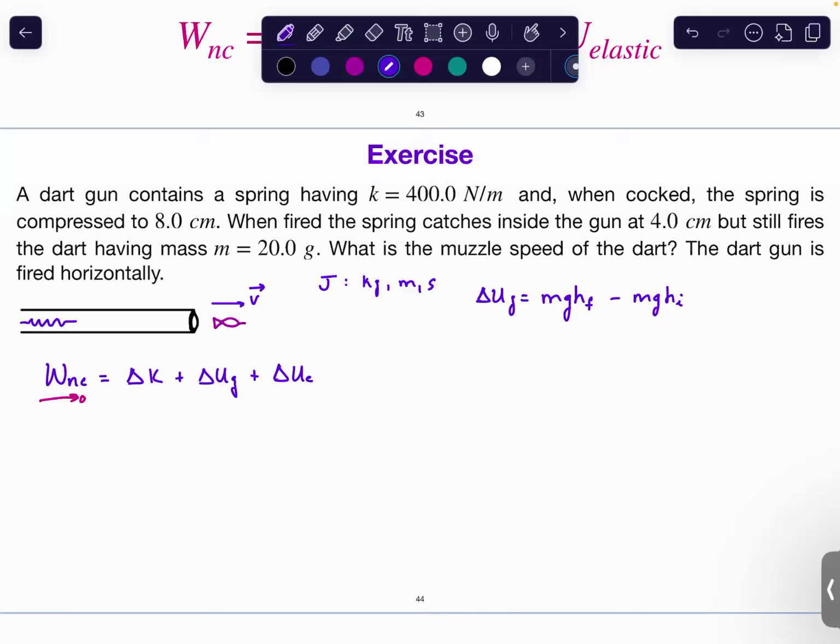You asked if there's anything non-conservative, right? So based off this, how do we take care of gravitational potential? Zero, because your initial and final height are the same.